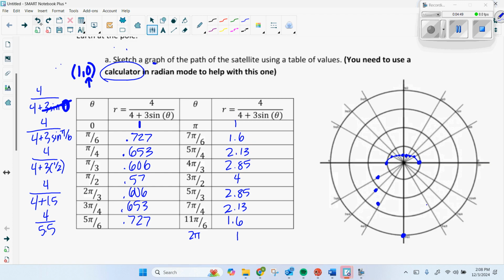All right. And then it kind of repeats itself. So I'm back at 2.85, 2.13, 1.6. And the reason why I added the 2 pi on there was so that you could see how this connects. It goes back to 1. All right, so if I connect all of those dots in a row, I end up getting this shape that looks kind of like an ellipse.